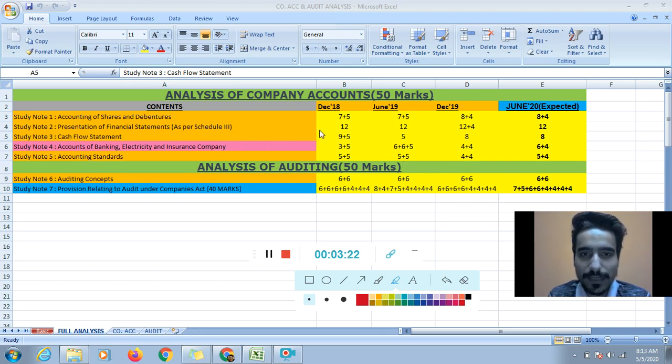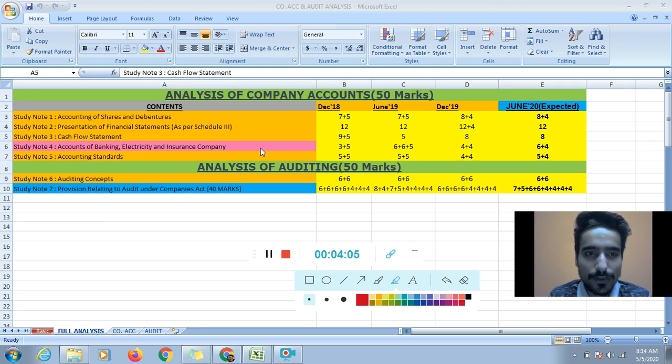Now, if I come to cash flow statement, then it came for 9+5, 14 marks in December 18, 5 marks in June 19, and 8 marks in December 19. I expect that at least an 8 marks question will come from cash flow statement. You can prepare like, as you can see in financial management, there is also cash flow statement. So if you prepare it from there and do the questions from both the study materials, you will easily be able to score. No matter how many marks the examiner gives for cash flow statement, you will be prepared for the similar topic for both the subjects.